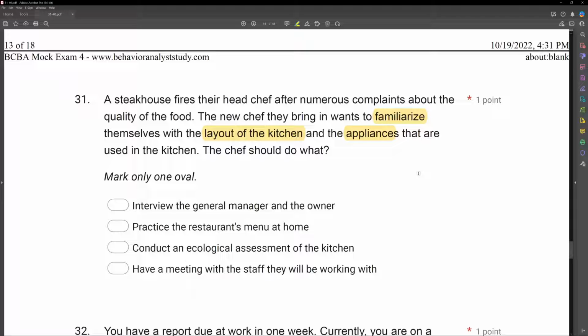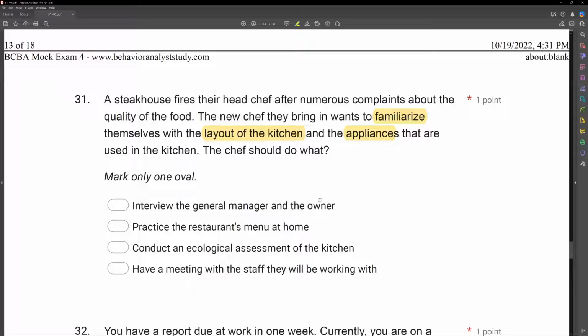Well, as it relates to you as a behavior analyst, whenever you start a brand new case, you need to familiarize yourself with the house. If you're in a school, you need to familiarize yourself with the school. Remember, behavior is our interactions with environments, right? So we need to know the environment in and out. And that's what the chef is trying to accomplish. So in order to do that, what does the chef need to do?